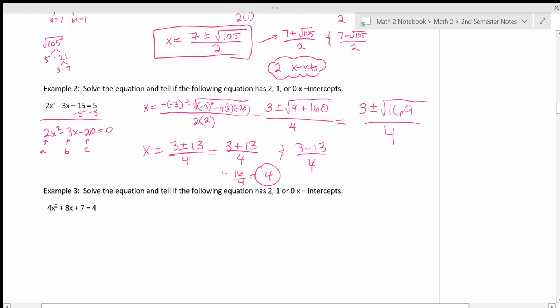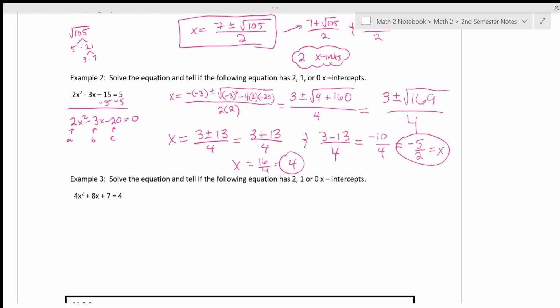There's one of our x-intercepts. And then 3 minus 13 is negative 10. Negative 10 over 4 reduces to negative 5 halves. So there's our other x-intercept. All right, so again we have two x-intercepts.